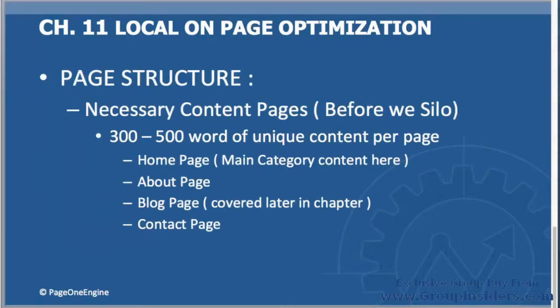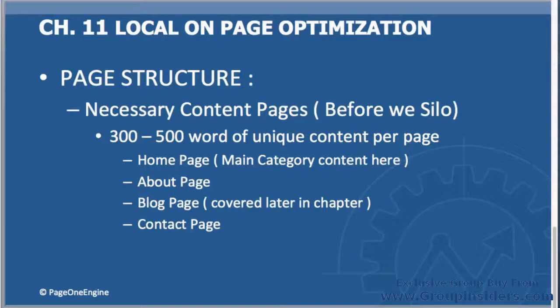Alright, so with the page structure, there's going to be two different types of pages you want on your site. First are the necessary content pages, and second are all the silo pages. Now with the necessary content pages, I'm talking about your about page, your contact page, and your blog page. These are the most important pages in the eyes of Google, so make sure when you're writing these pages out to have them around 300 to 500 words and that they are unique. Don't spin these pages, put some time into them.